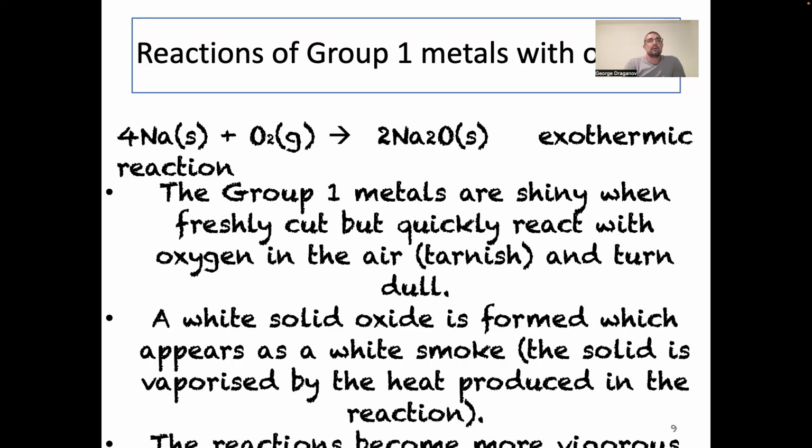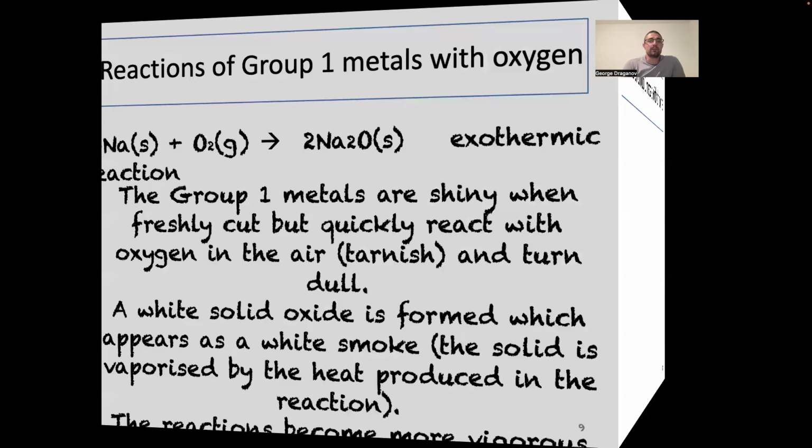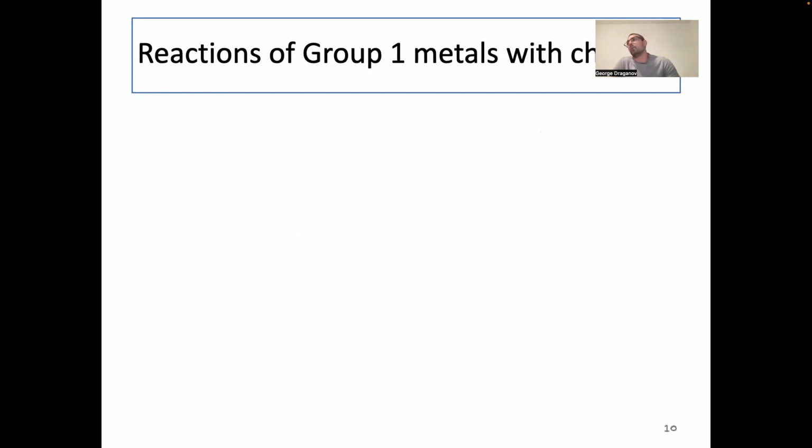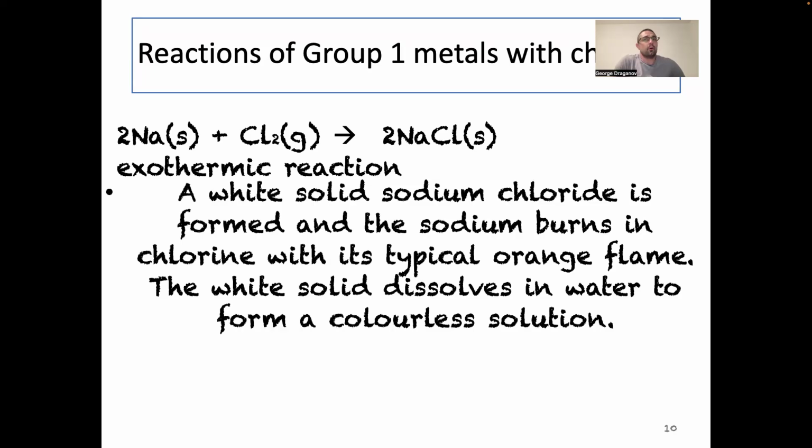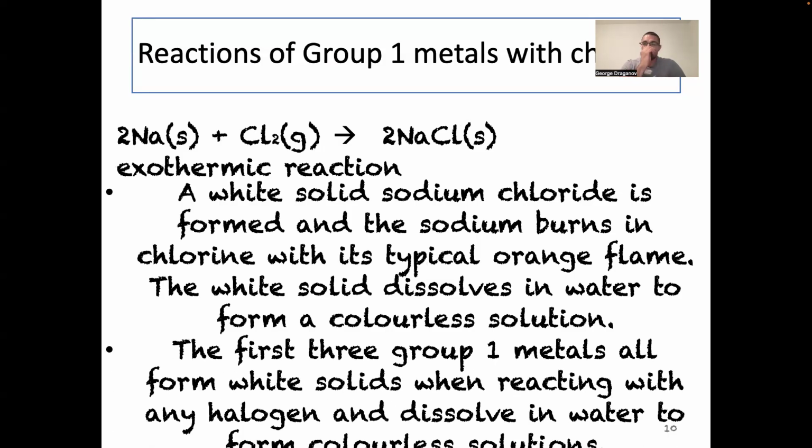They could also be used to react with chlorine as well. And in the same way as with oxygen or with water, you can see which one is the most vigorous reaction. So this is another example. Sodium plus chlorine makes sodium chloride. Sodium chloride is also a white solid. And the sodium will burn in the chlorine with an orange flame. I think I said a yellow flame. It's orange, more yellow-orange. If you put the white solid in water, it will dissolve and form a colorless solution. That's what all group 1 metals do.